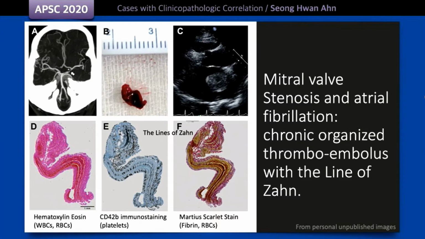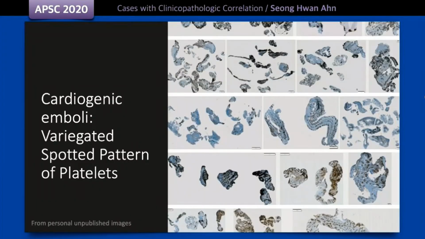These patients had suffered from severe mitral stenosis and atrial fibrillation before the stroke event. From the retrieved thrombi, we found the characteristic feature: a layered and well-organized structure. The line of Zahn was found in the cardiac chambers because of a chaotic, fast-moving flow. Those thrombi were collected mostly from atrial fibrillation patients. The patterns of platelets were variegated, spotted patterns.